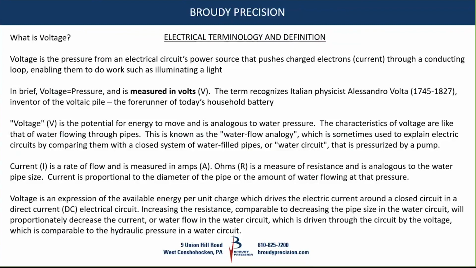Okay, voltage is an expression of the available energy per unit charge which drives electric current around a closed circuit in a direct current, DC, electrical circuit. So if we increase the resistance, comparable to decreasing the pipe size in a water circuit, we'll proportionally decrease the current, or water flow in the water circuit, which is driven through the circuit by voltage, which is compared to hydraulic pressure in a water circuit. So what does that mean? Okay.